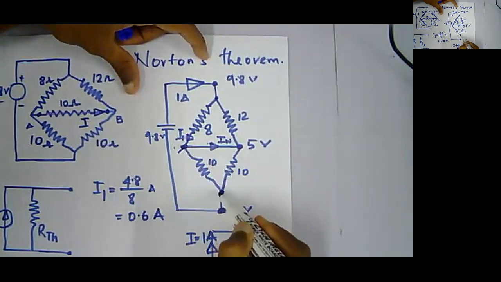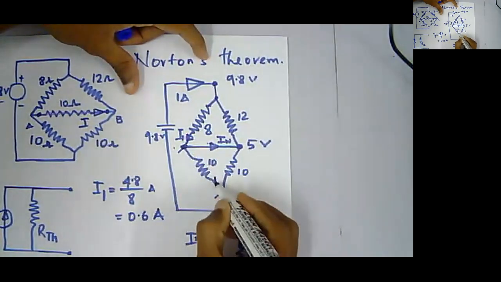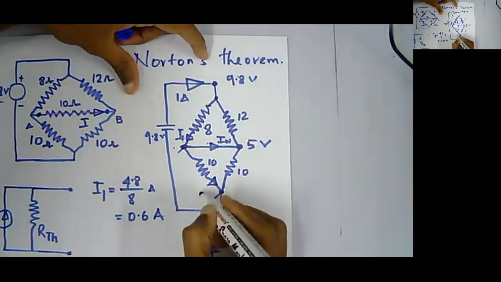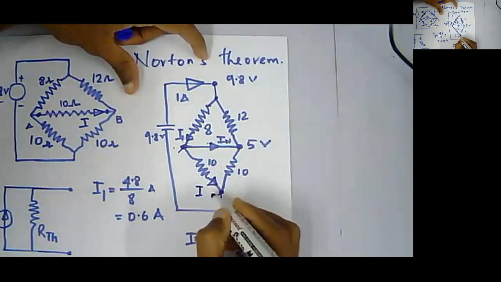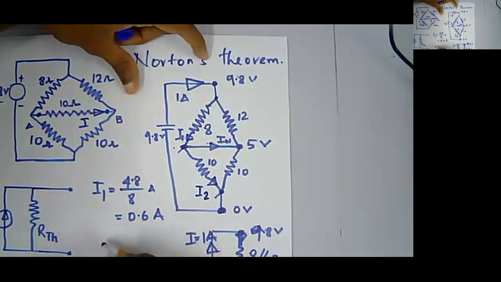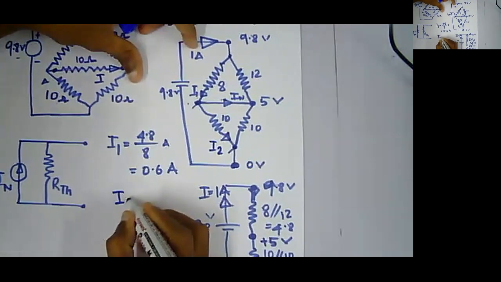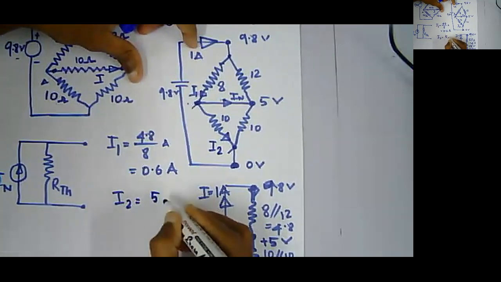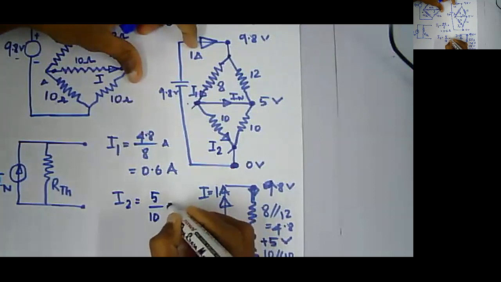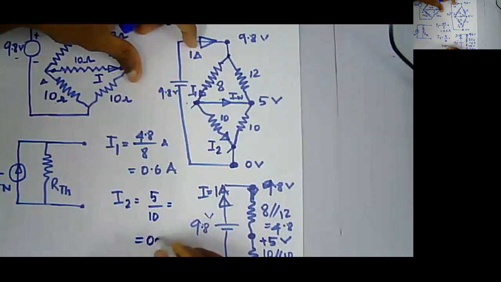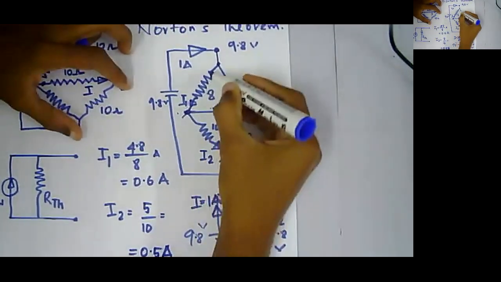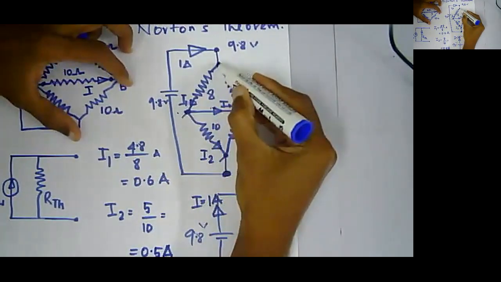Hence, the voltage across the 10 ohm resistance will be 5 volts, and let the current through the 10 ohm resistance be I2. Hence, I2 equals 5 over 10, which is 0.5 amperes, right?